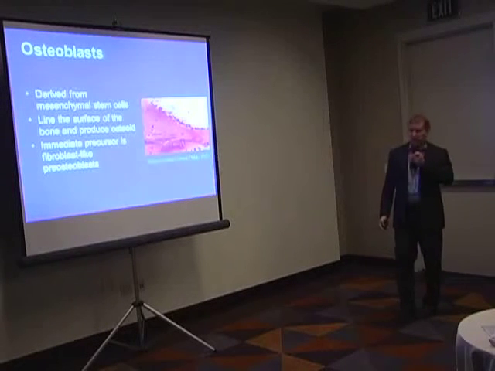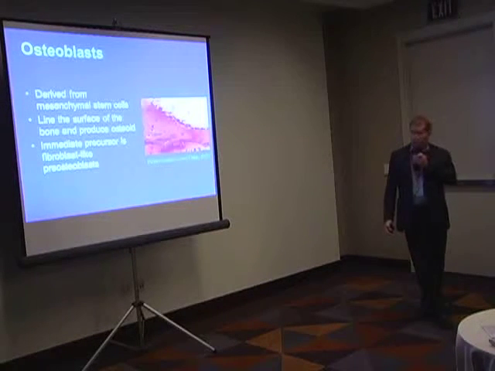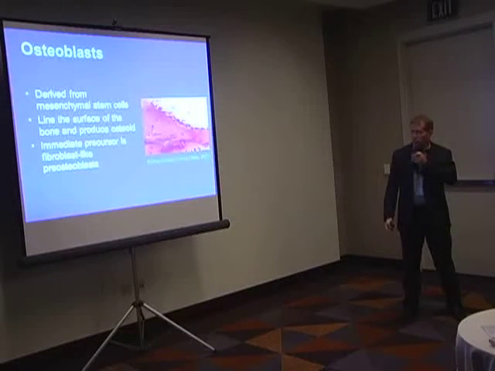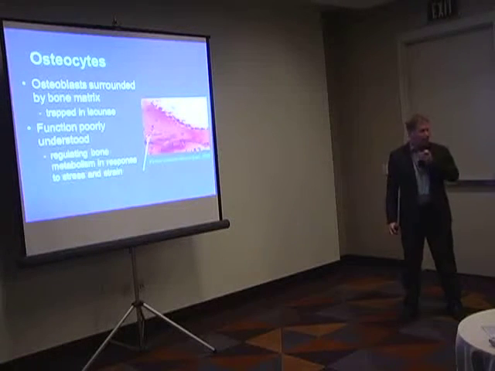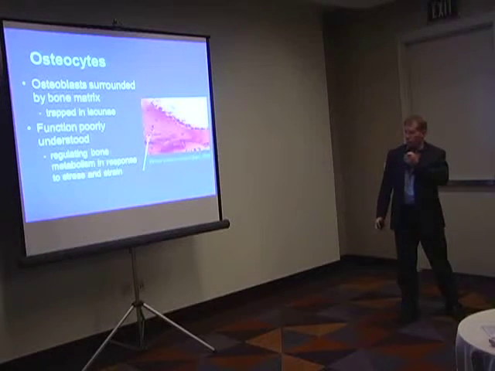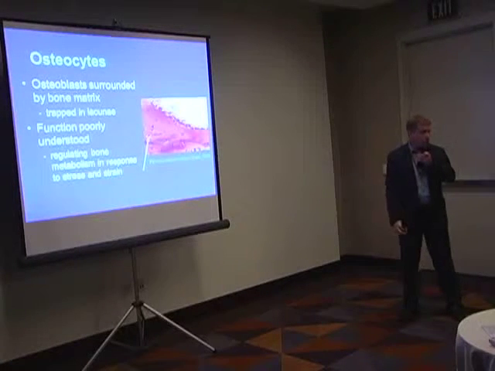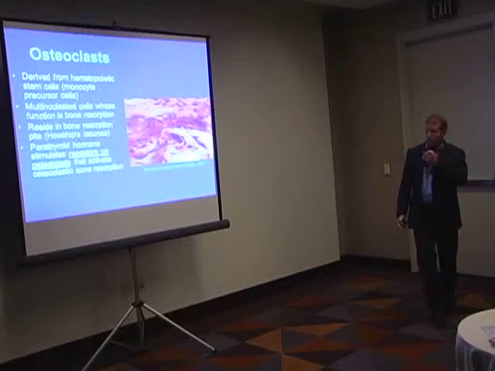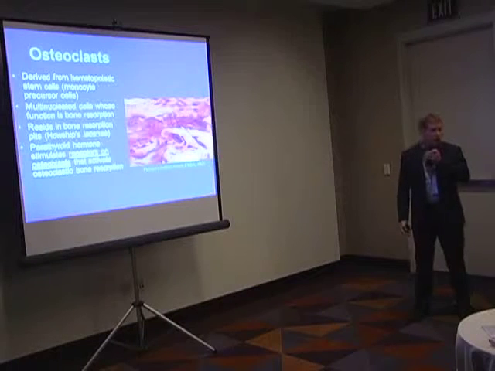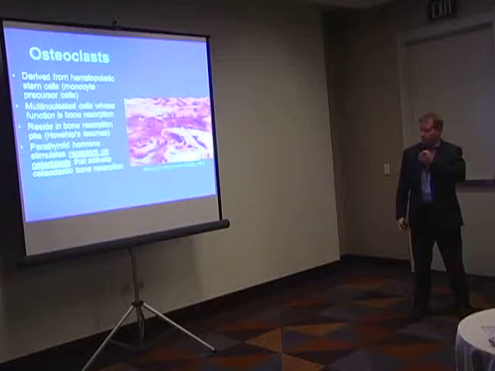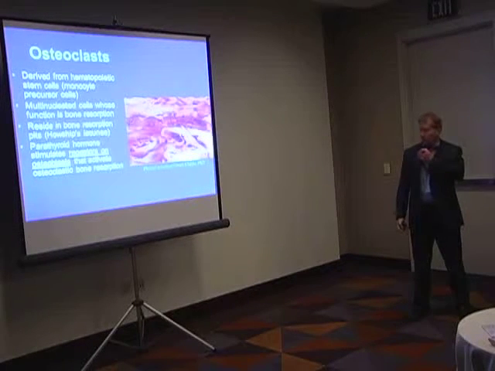Osteoblasts are the cells that line the surface of the bone and produce osteoid. They're derived from the mesenchymal stem cells, coming from fibroblast-like precursor cells. Osteocytes are when the osteoblasts become surrounded by the bone matrix and are trapped in these bony lacunae. Their function is poorly understood, but they clearly have a role in regulating bone metabolism. And then the osteoclasts, as you know, are derived from monocyte precursors, the hematopoietic cell line. They are multinucleated cells that resorb bone and are primarily affected by parathyroid hormone.